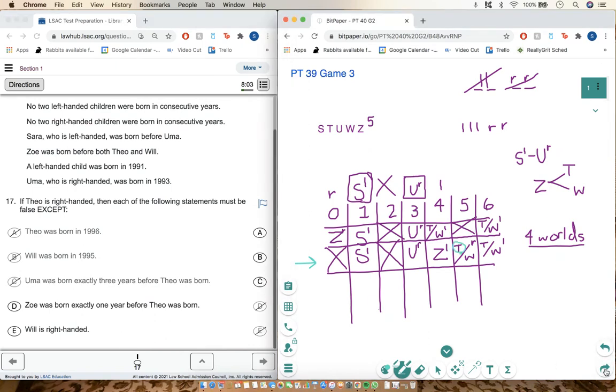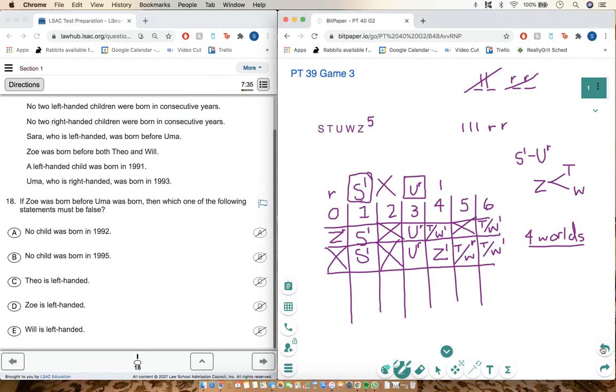And then our next answer option says Zoe was born exactly 1 year before Theo. That is our answer, right? Because Zoe was born just 1 year before Theo. So D is not something that must be false, right? That's something that's true. Our last one, Will is right-handed. That is something that's false, right? We know for sure that Will has to be left-handed. So we can cross out E as well.